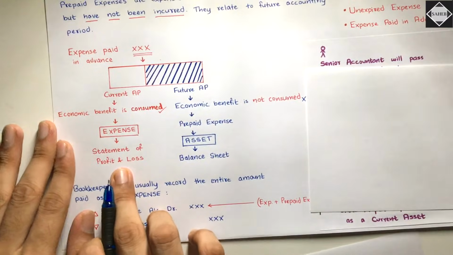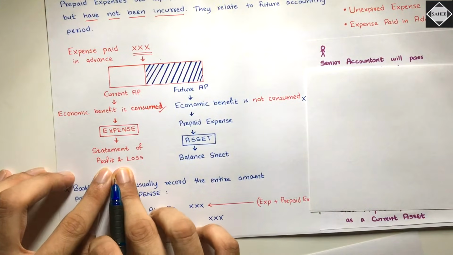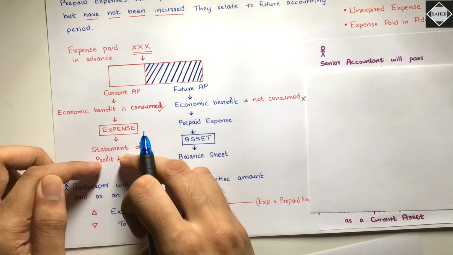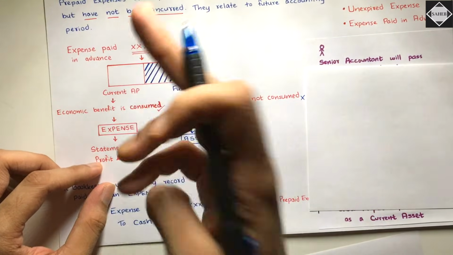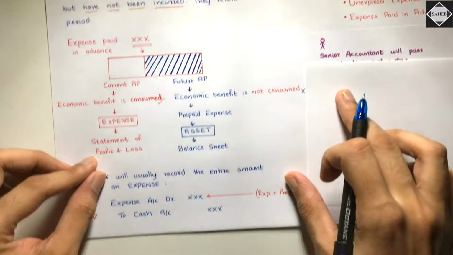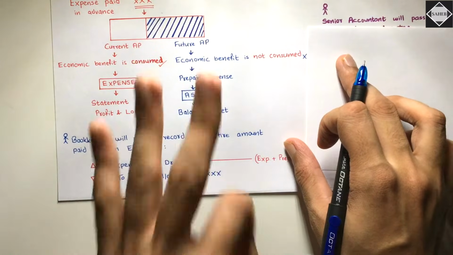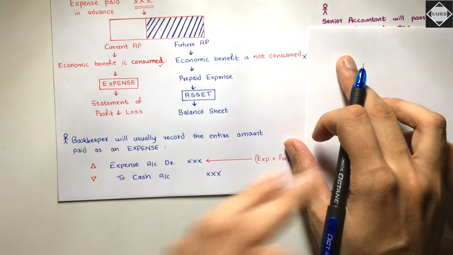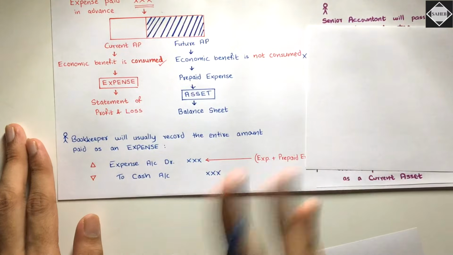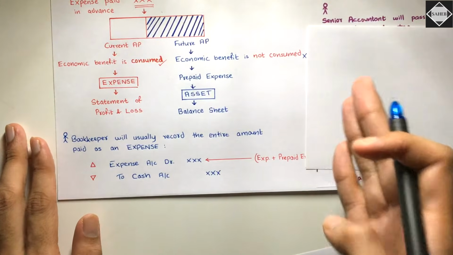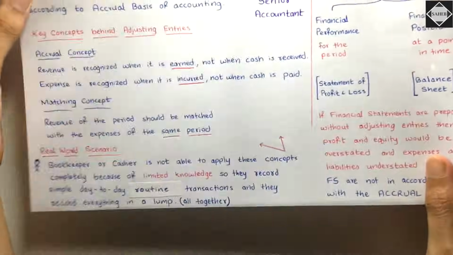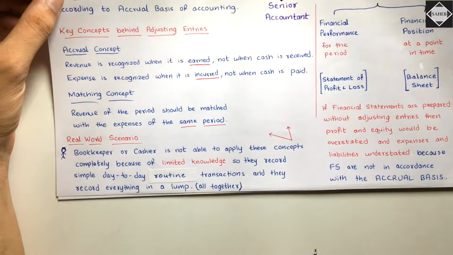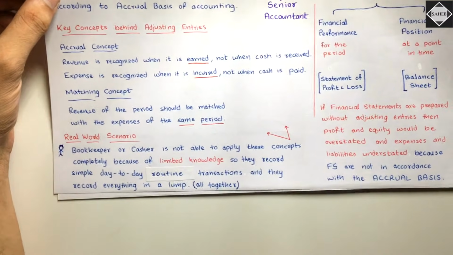In the statement of profit and loss, you will only take whatever expense has been incurred. Only 1 month rent has been incurred over here, so only 1 month rent has to go in the statement of profit and loss. But this bookkeeper has debited 3 months rent, so 3 months rent would go in the statement of profit and loss. But it will not happen actually. The senior accountant will come, see the trial balance, and pass an adjusting entry. Okay, is that clear? So see, I told you they will not follow the matching and accrual concept 100%, right?